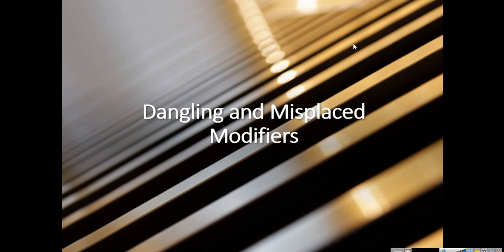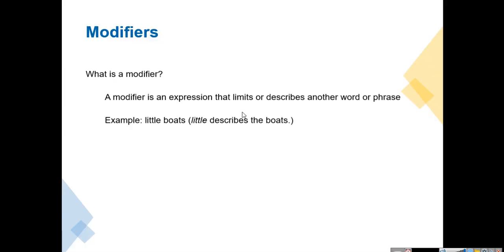Okay, so let's start. As you guys know, we have a writing advanced session today. And today's topic is about dangling and misplaced modifiers. So let's talk about modifiers. What is a modifier? A modifier is an expression that limits or describes another word or phrase. For example, little boats. In this case, little describes the boats.